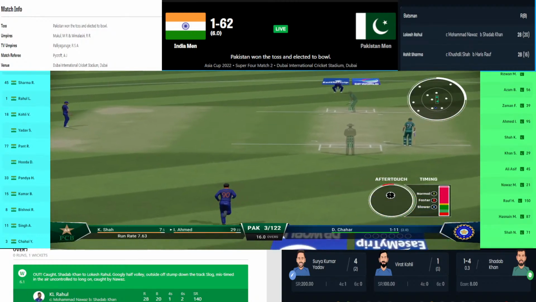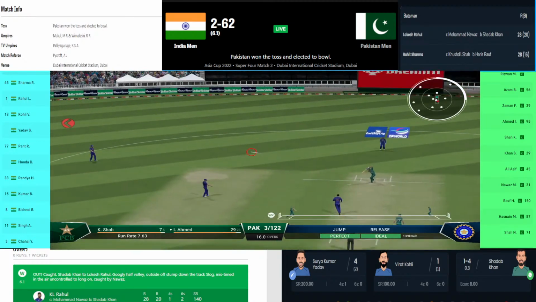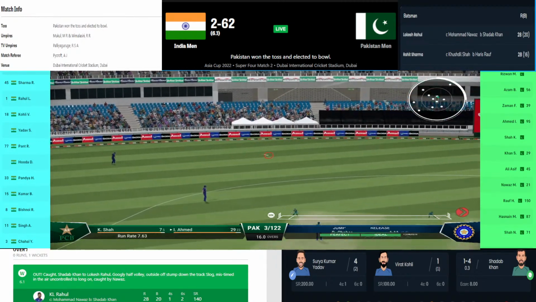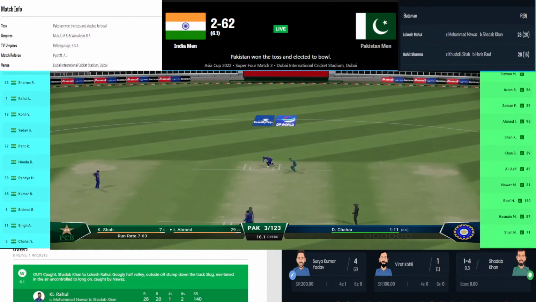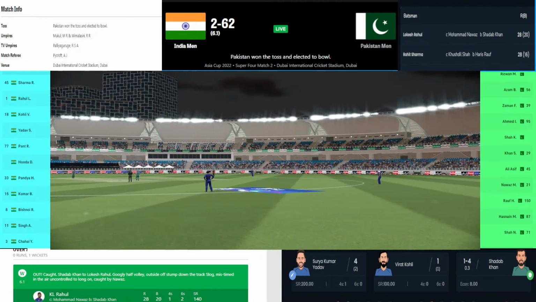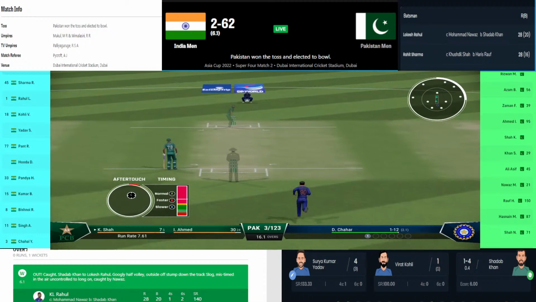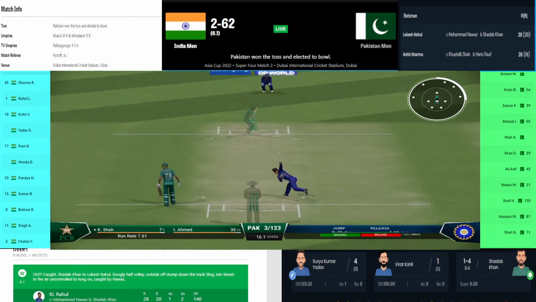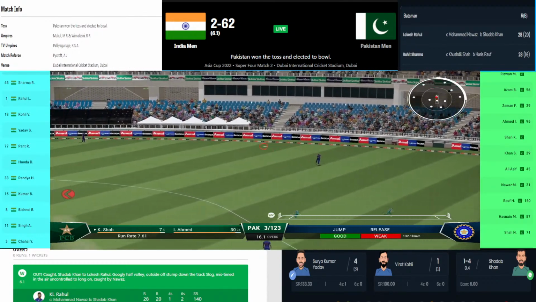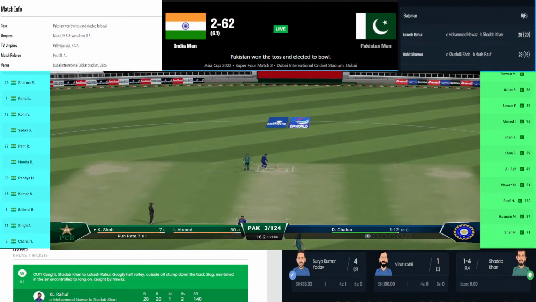So 62 for 2 is the score, and Suryakumar Yadav is the new man in against Shadab Khan. What a cut shot! What a way to start the innings. It was again outside the off stump, a googly kind of delivery. Suryakumar reads that, puts it between the gap of backward point and point for 4. What a wonderful way to start the innings for Suryakumar Yadav with the help of the boundary. That's a wonderful piece of batting.